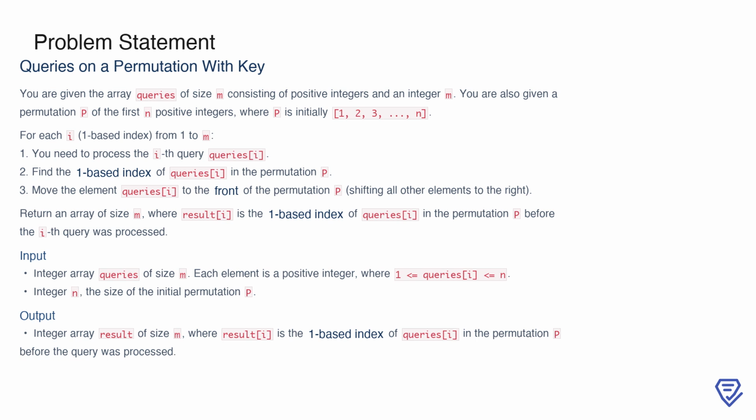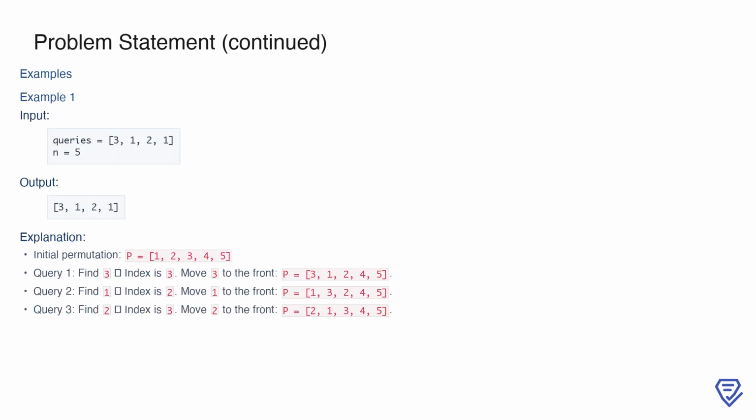What you need to return is an array called result, where each element corresponds to the one-based index of the query value in p before it was moved to the front. Let's look at an example to better understand the process.